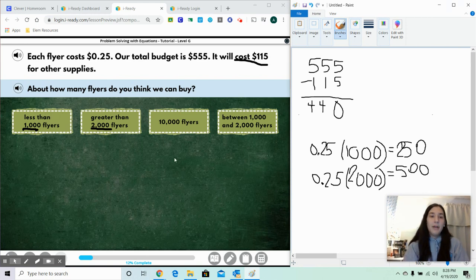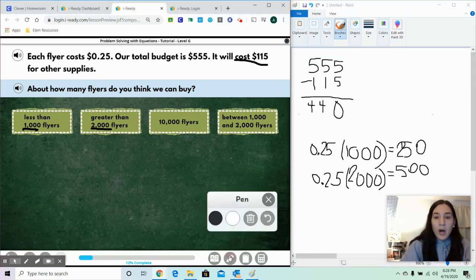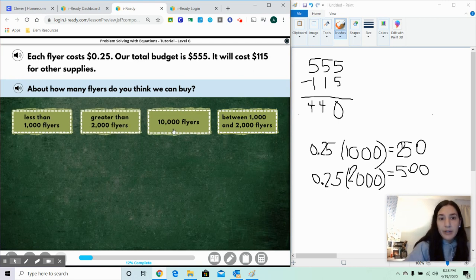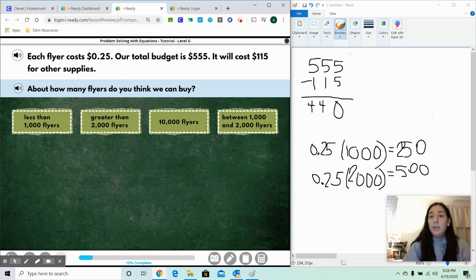So now we can come back over here and look at what we're talking about. All right, so what we see is that we have less than 1,000 flyers, greater than 1,000 flyers, 10,000, or in between 1,000 and 2,000 flyers, which is the choice that we want because we know that we have $440 to spend. So we're going to select that one.